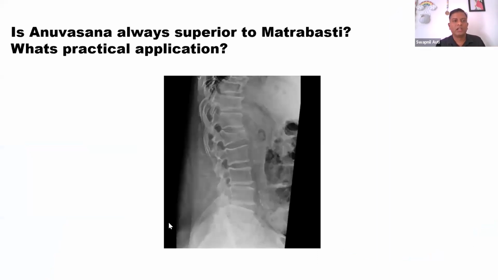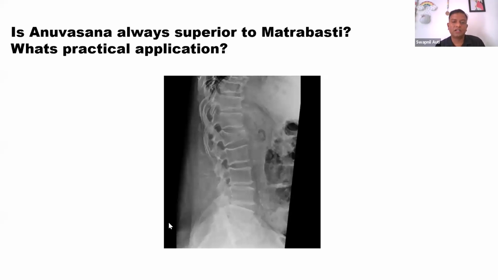Now, this is one important question I would like to put forward to the scientific community: is Anuvasana always superior to Matrabasti? When we learn Basti, we are told that Sneha Basti is 240 ml, Anuvasana Basti is 120 ml, and Matrabasti is 60 ml. So Sneha Basti is superior, Anuvasana Basti is medium, and Matrabasti is the lowest. Administer the Matrabasti in patients who are debilitated, cannot tolerate the Basti, and are not eligible to be given Niruha Basti. In such patients, you can give it.